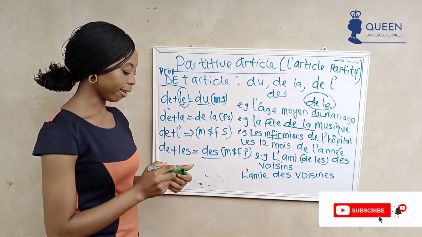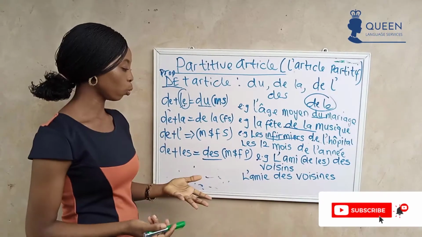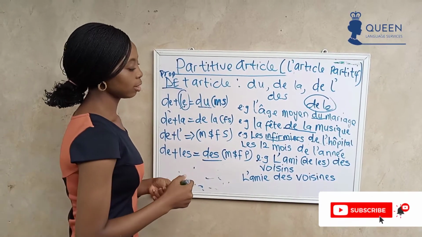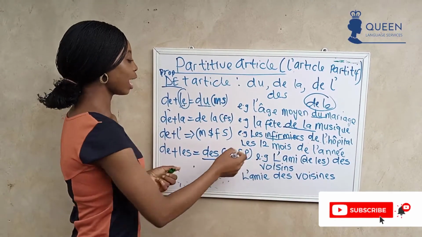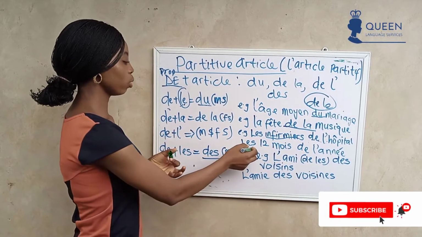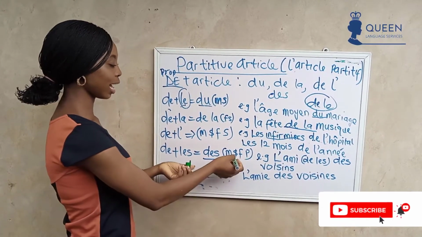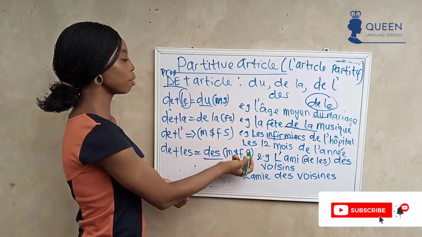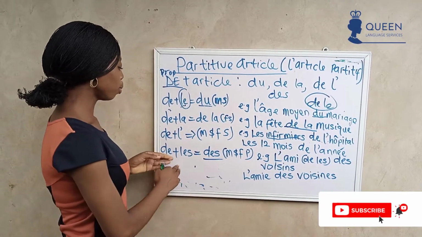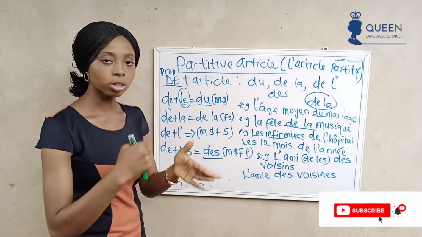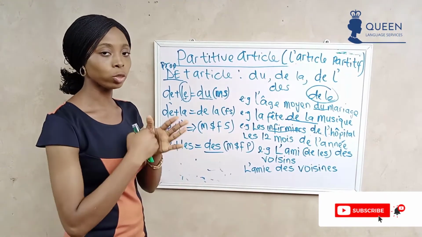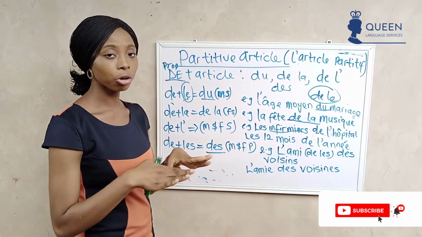It turns to des in French language. So, for example, and note this, that was what I wrote in the bracket: there's an abbreviation which means masculine and feminine plural. So this de plus les can be used for both masculine and feminine gender, but note that they must be in the plural form.